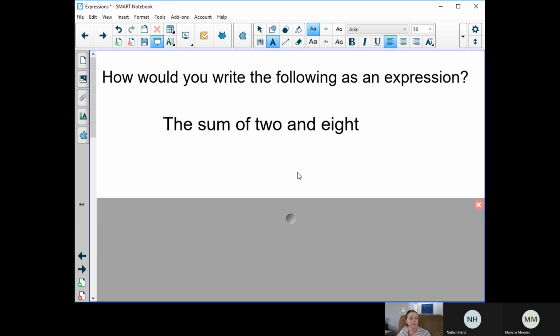The sum of 2 and 8. So in the chat, how would you write the sum of 2 and 8 as an expression? Okay, Nathan says 2 plus 8. And Nathan, why did you write the expression that way? What told you that it would be 2 plus 8?